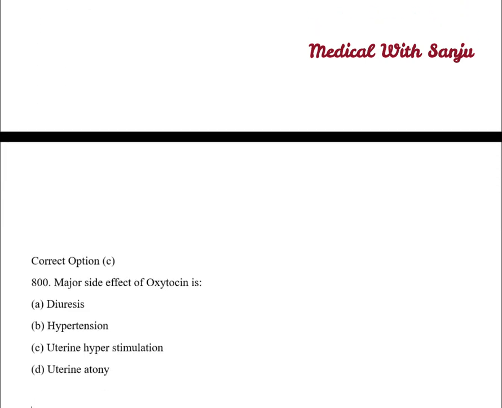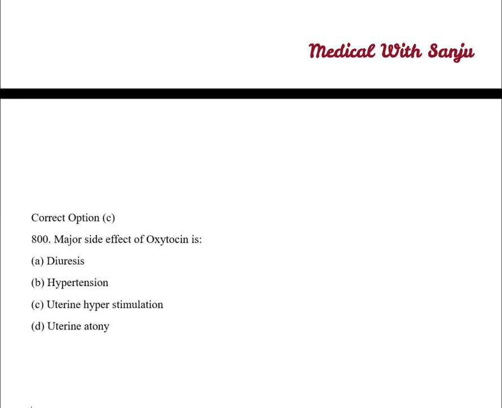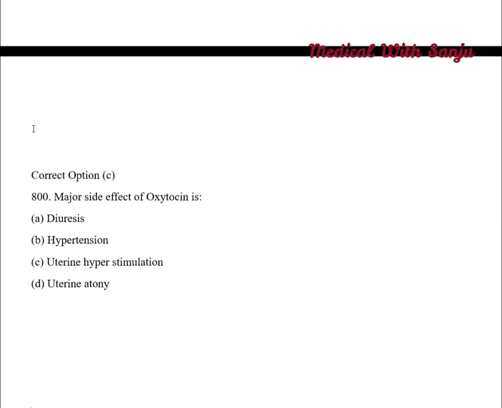Question number 800. Major side effect of oxytocin is: Option A, diuresis. Option B, hypertension. Option C, uterine hyperstimulation. And option D, uterine atony. Uterine hyperstimulation. Option C is right answer.